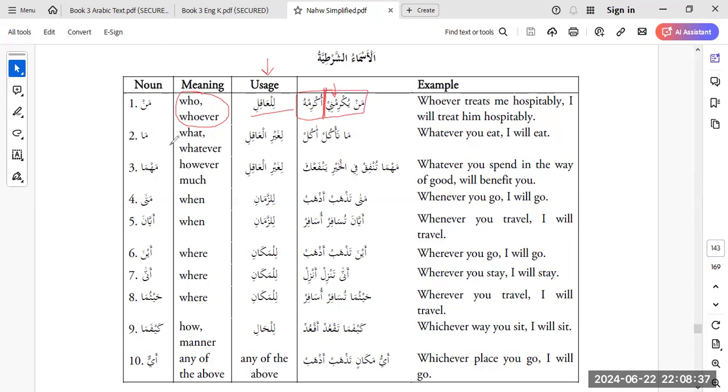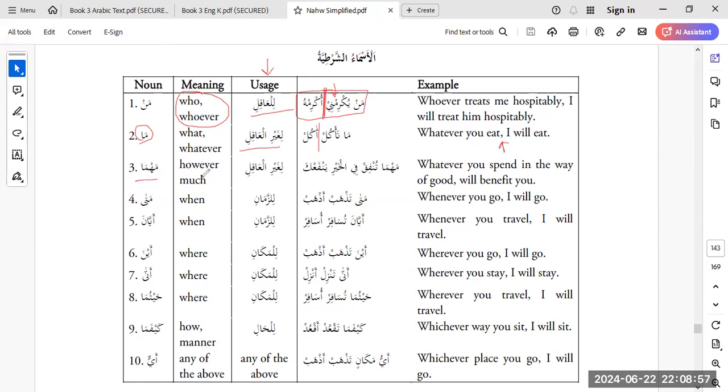And the same way we have ma, the second one. We have studied all of these, ma, whatever. And we know that ma is used for ghair akil. So again, it's in the column. Ma ta'kul, ma ta'kul. Whatever you eat, akul. I will also eat. You see now here, this is the right one. There's a comma in all of these put. In the other one, it was not.